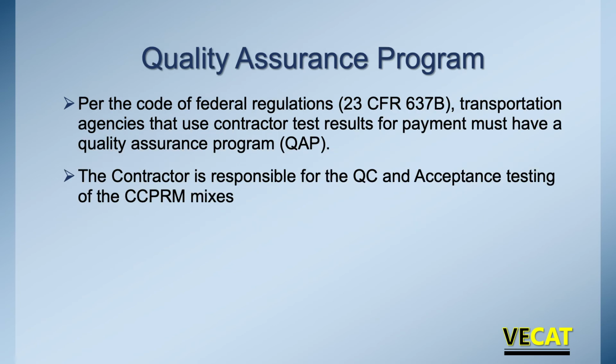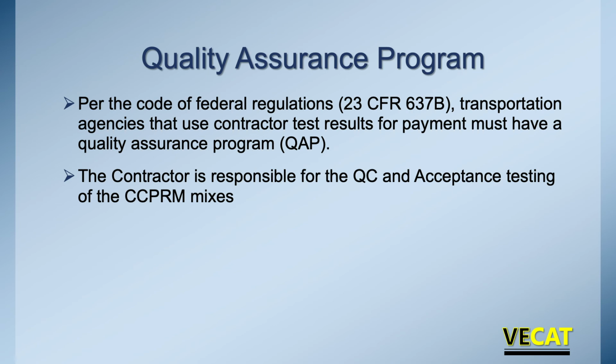Last but not least, let's talk about the quality assurance program. It's laid out in the Code of Federal Regulations. Basically, it says if you use the contractor's test results for acceptance and payment purposes, the owner agency's got to have some process in place to make sure that what they're paying for is correct.